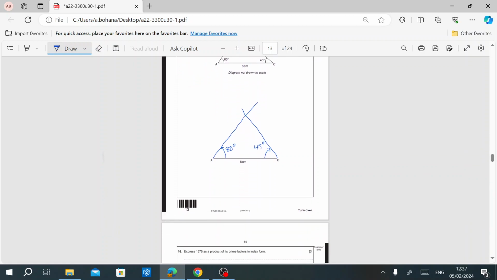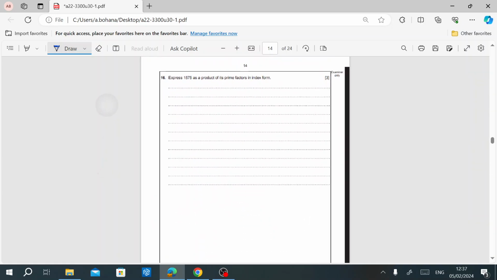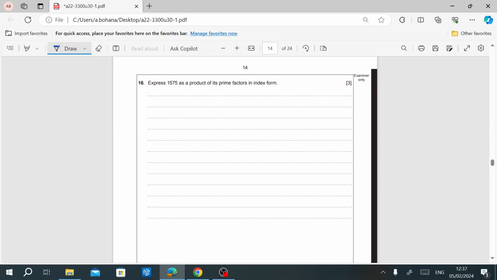Yeah, I'm just checking that one, okay? That's fine. Right then, prime factors, okay? So I'm going to put the prime numbers in. 2, 3, 5, 7, 11, 13. 1575. Now, it doesn't matter what number you start with, but I'm going to divide by 5. So 5 into 1575. 5 into 15, 3. 5 into 7, 1, carry 2. 5 into 25 is 5. So I know that 5 goes in 315 times.